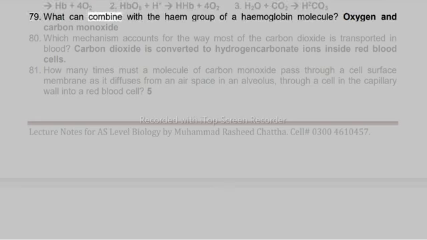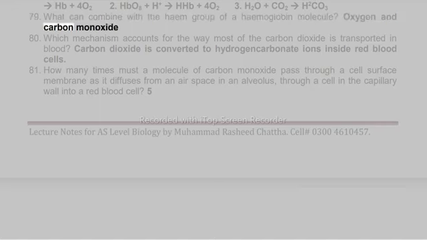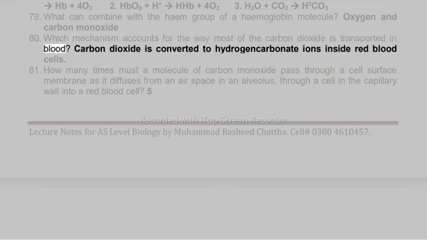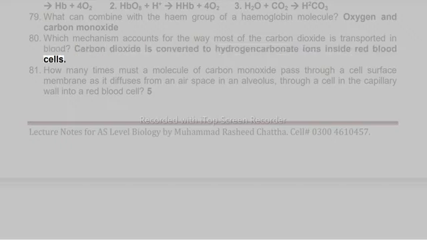79. What can combine with the heme group of a hemoglobin molecule? Oxygen and carbon monoxide. 80. Which mechanism accounts for the way most of the carbon dioxide is transported in blood? Carbon dioxide is converted to hydrogen carbonate ions inside red blood cells.